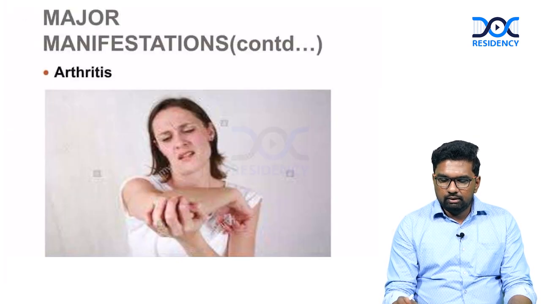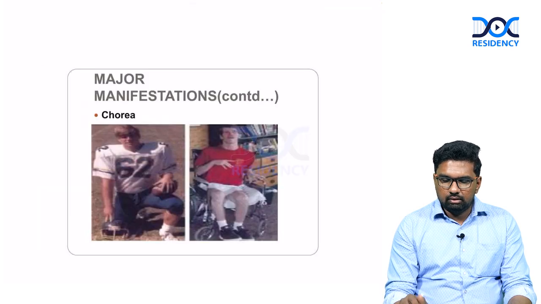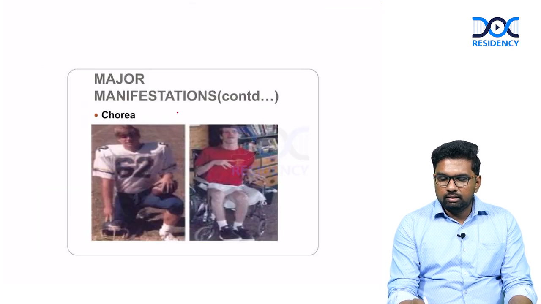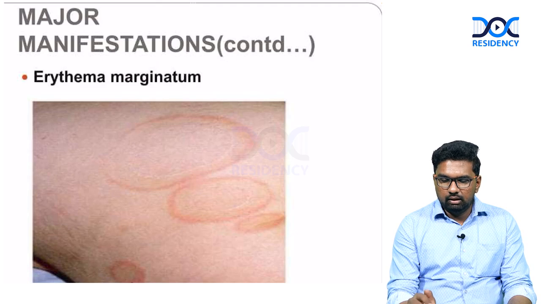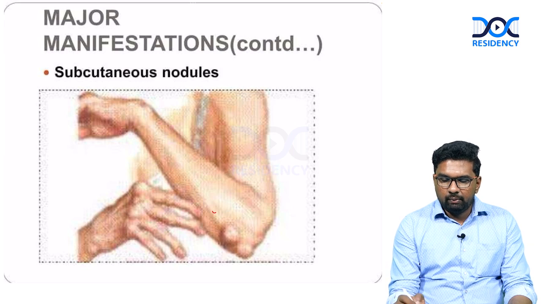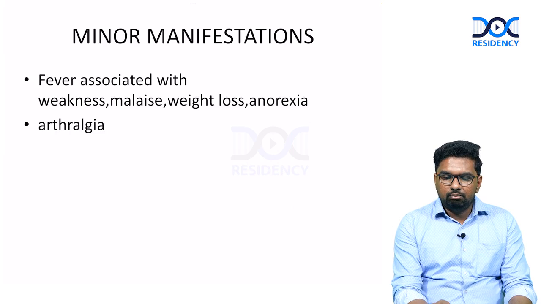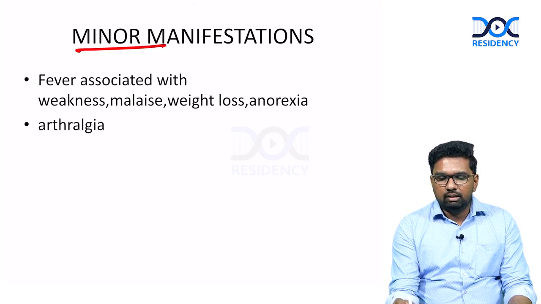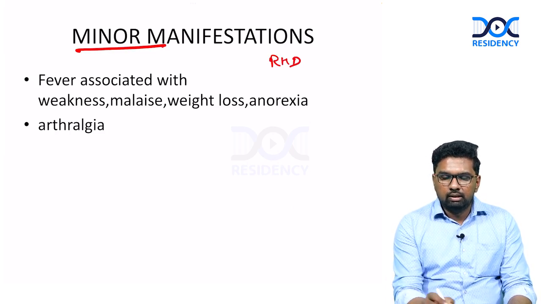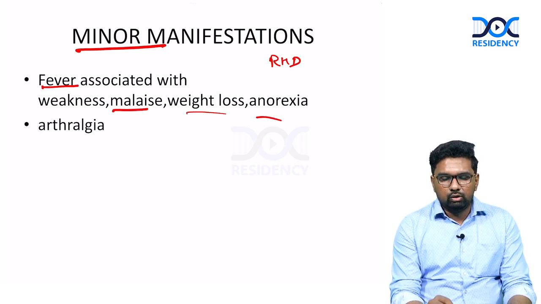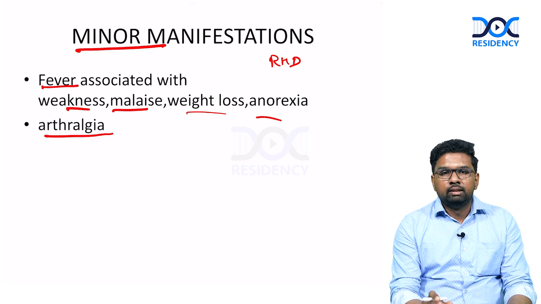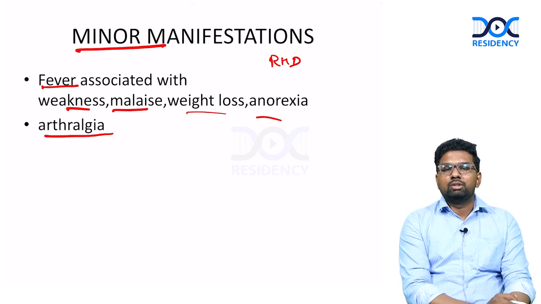So this is arthritis and the chorea. This is a CNS manifestation, and erythema marginatum is a dermatological manifestation of rheumatic fever and rheumatic heart disease, and subcutaneous nodules can occur. Coming to the minor manifestations of rheumatic fever: fever, malaise, weight loss, anorexia, and arthralgia may also be present. These come under the minor manifestations.